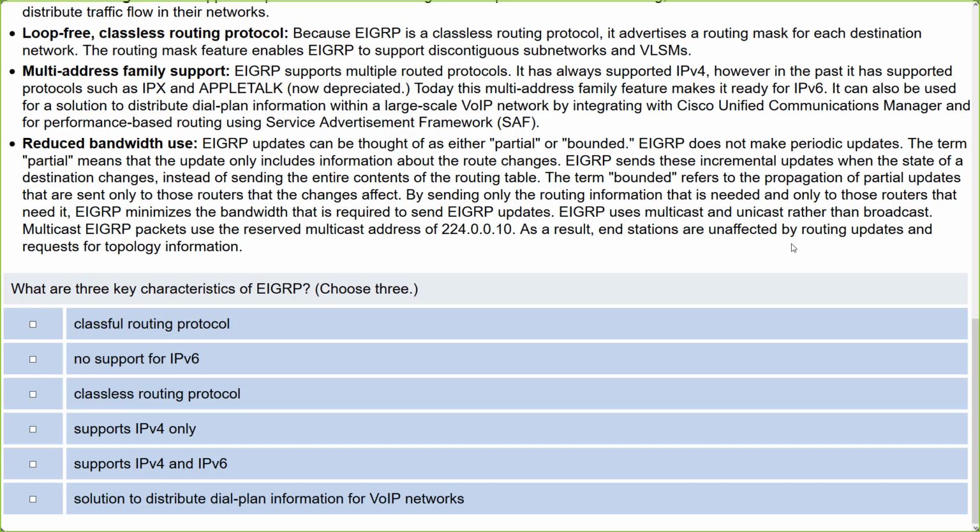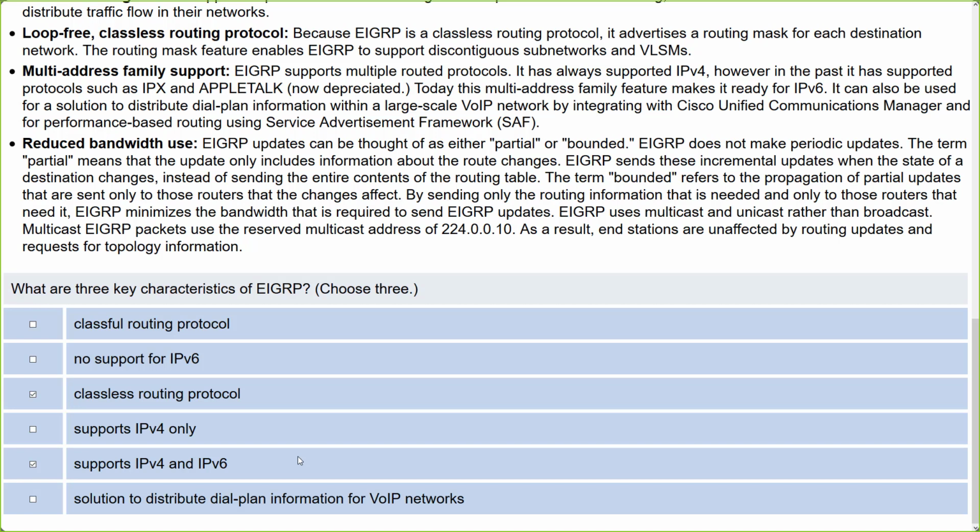So what are three characteristics of EIGRP? It is not a classful routing protocol. It is classless. It does support IPv6, so it is a dual stack protocol. And the solution distributes dial plan information for VoIP networks. Yes, we do have that ability.